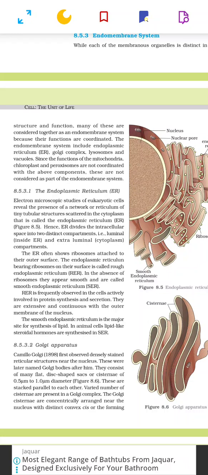RER is frequently observed in cells actively involved in protein synthesis and secretion. They are extensive and continuous with the outer membrane of the nucleus. The smooth endoplasmic reticulum is a major site for synthesis of lipids. In animal cells, lipid-like steroidal hormones are synthesized in the SER.